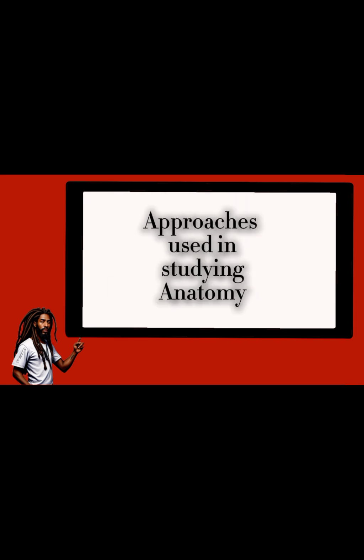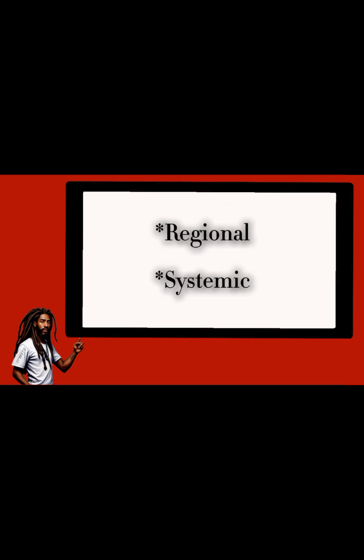To study anatomy effectively, we use two main approaches, which are the regional and the systemic approach. So, what is the regional approach? The regional approach is the approach in anatomy where we consider parts at once. For example, we have the arm, the forearm, all those parts. We study everything within that part at the same time. That is basically what the regional approach is about.